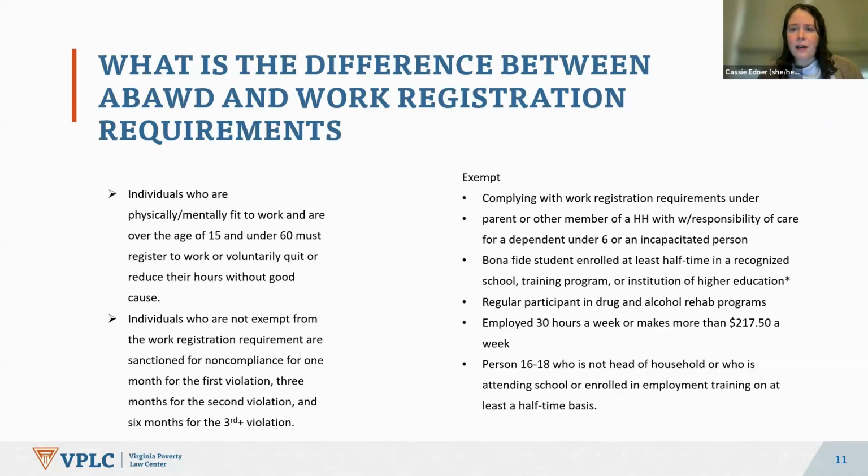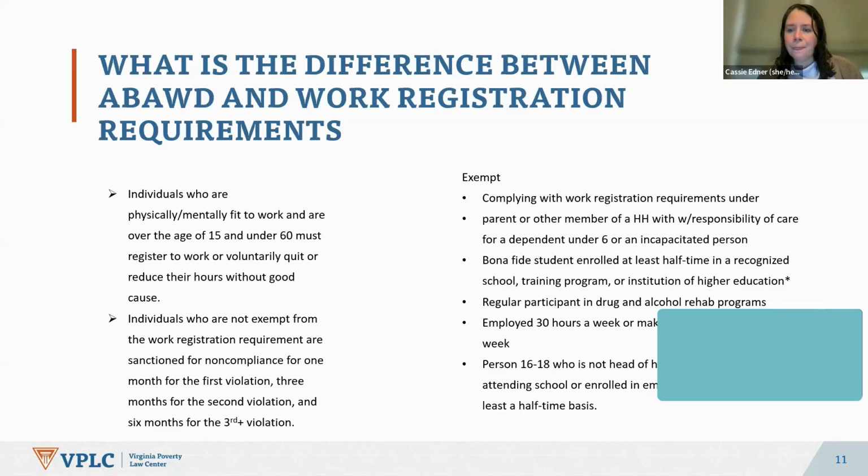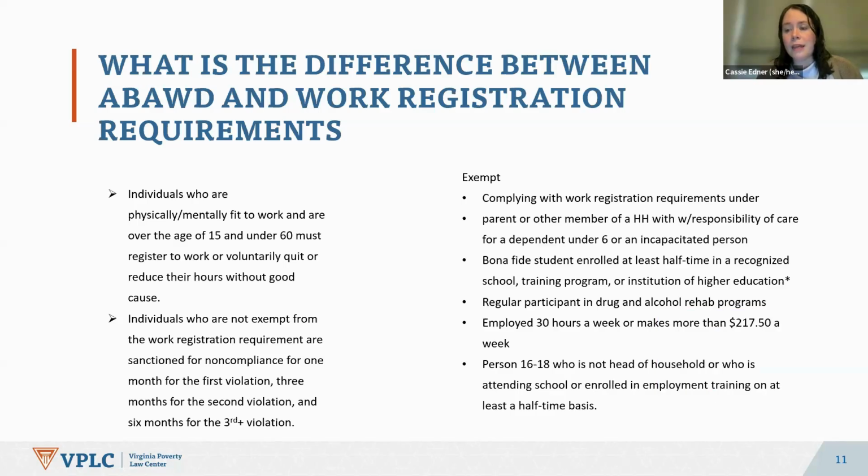Individuals under here are exempt: parents who care for a dependent under 6 or an incapacitated person, bona fide students enrolled at least in half-time in a recognized school, training program, or institution of higher education, participation in drug and alcohol rehab programs, individuals employed 30 hours a week or make more than 30 hours times the federal minimum wage, and that's about $217.50 a week, and persons 16 and 17 who are not head of household.